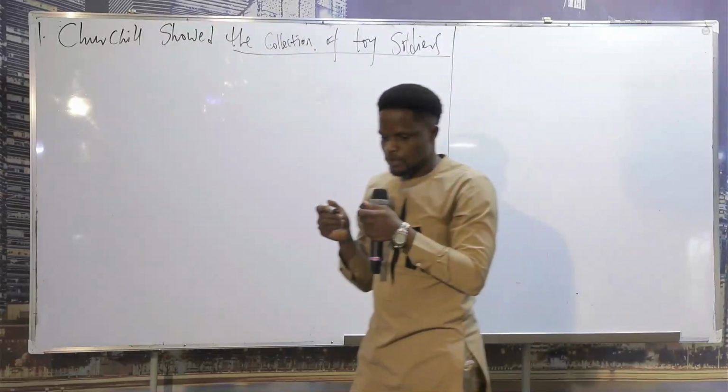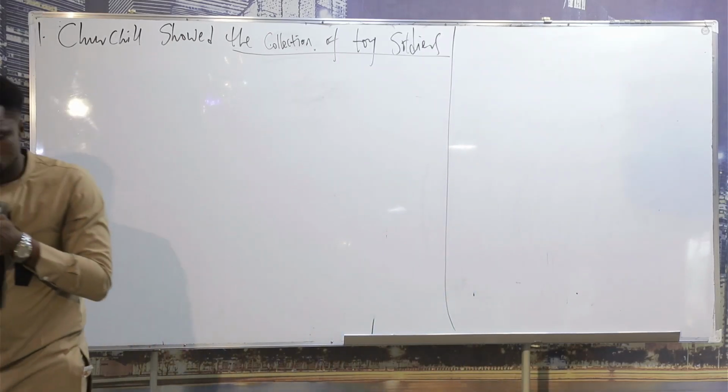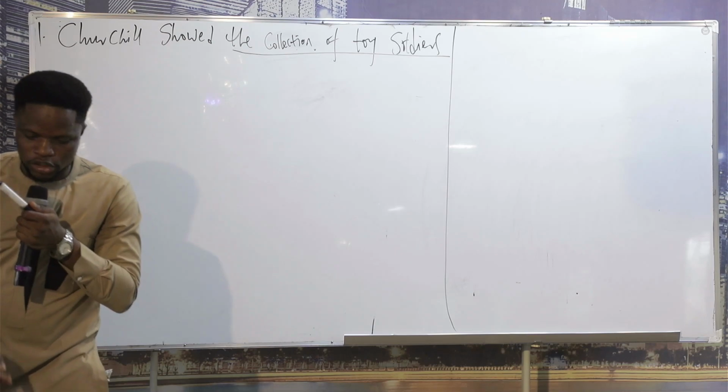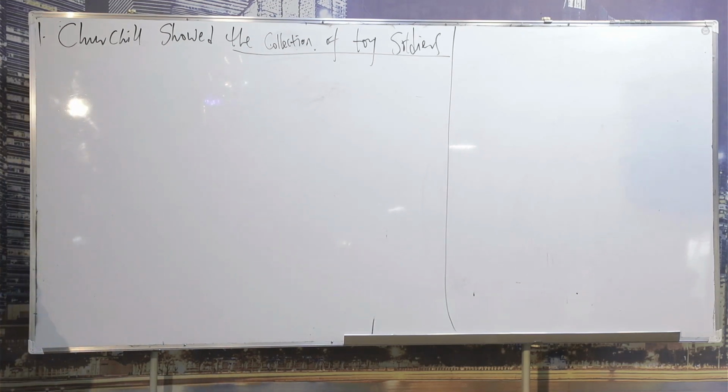Are we there? Oh, sorry, ma'am. Churchill showed the collection of toy soldiers. Written. Okay. Number two. Are we number two now? Okay, number two.